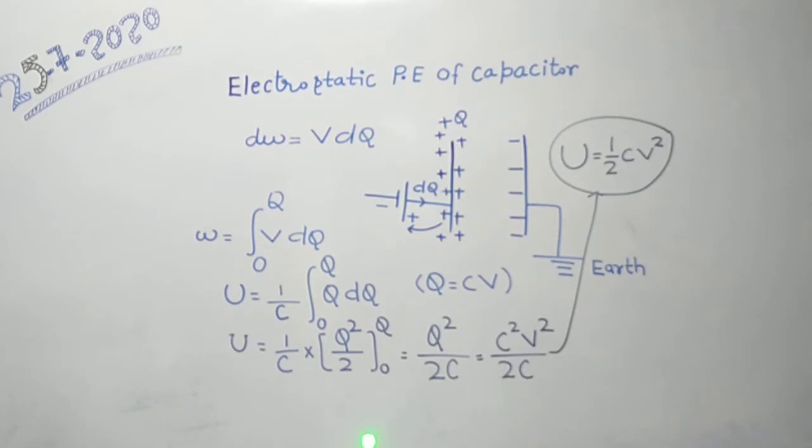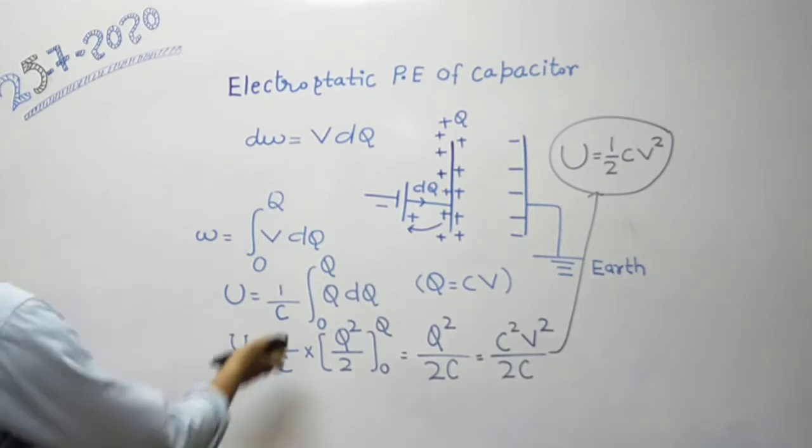What's the integration of Q? This is Q square by 2. Put the limit, you can calculate Q square by 2C. Put the value Q equals CV. Here C square V square divided by 2C. C cancels. Then we can calculate U equals half C V square. This is the potential energy, or you can say the electrostatic potential energy of the capacitor.